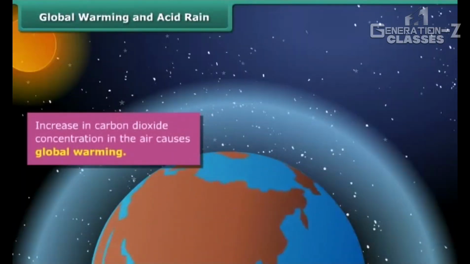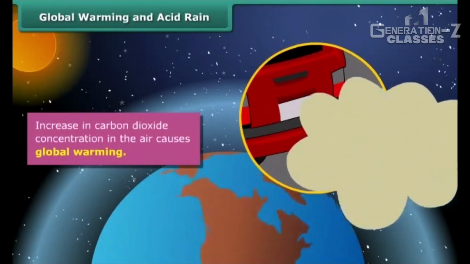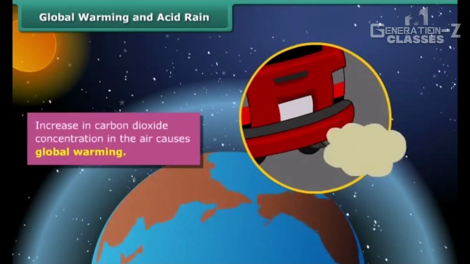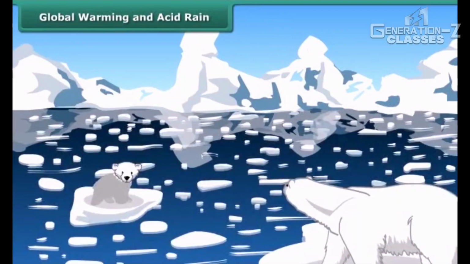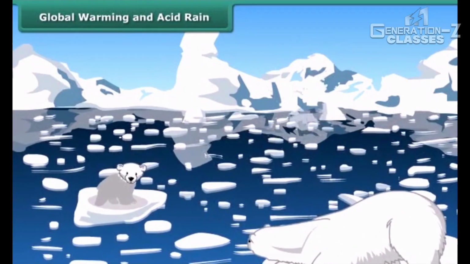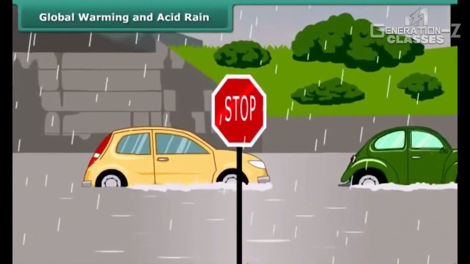You must be aware of global warming. It is caused majorly due to carbon dioxide. The increasing concentration of carbon dioxide is due to combustion of fuels. Global warming leads to an increase in Earth's temperature. This will result in melting of polar glaciers, raising the sea level. It will result in flooding of the low-lying areas of the world.